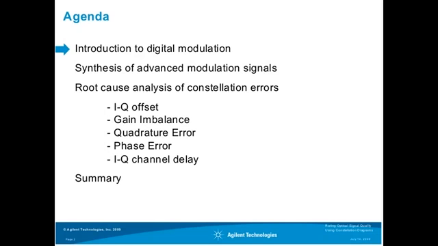The next part will be the synthesis of advanced optical modulation schemes. Here we will have a look at how we can synthesize this kind of signal and what could be the reasons for impairments in this kind of transmitters. And in the main part of our webinar, we will analyze various impairments of these optical transmitters, namely IQ offset, gain imbalance, quadrature error, phase error, and IQ channel delay. And at the end, I will make a summary about what we have learned in this webinar.